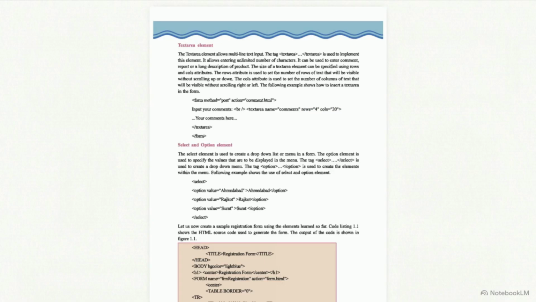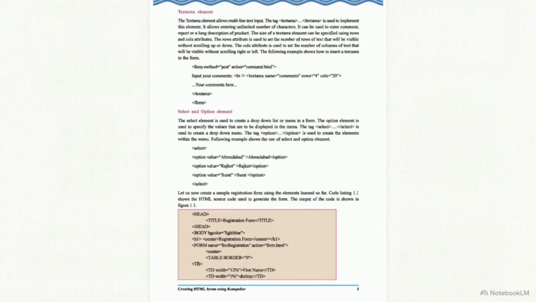If you have a massive list of choices, like all 50 US states, a line of 50 radio buttons would take up the entire page. To save space, you use the select tag to create a compact drop-down menu. The select tag only creates the menu box itself. To populate that menu, you have to nest individual option tags inside of it to define the actual items the user can click on, like Ahmedabad, Rajkot, and Surat.